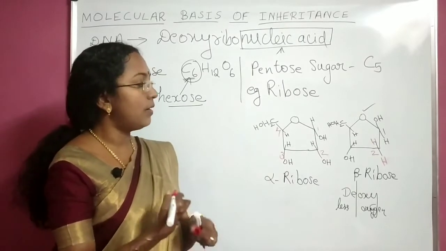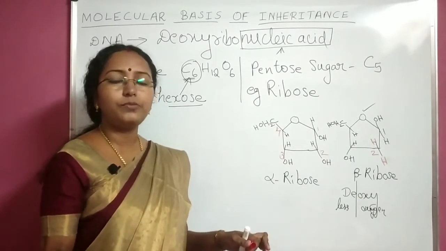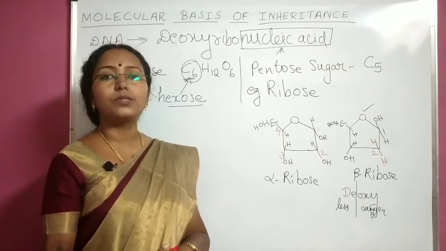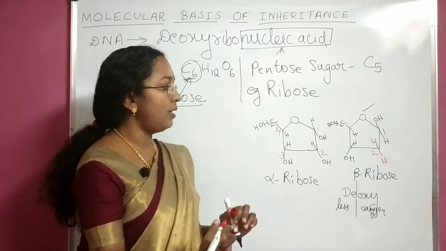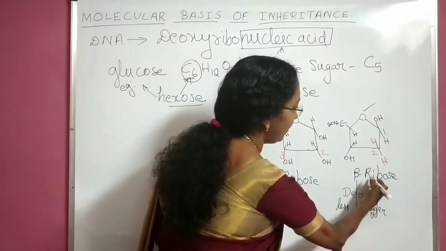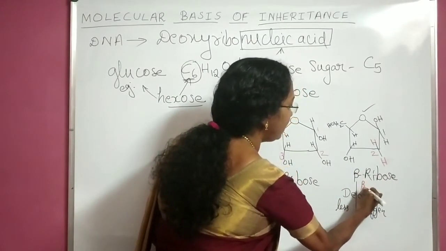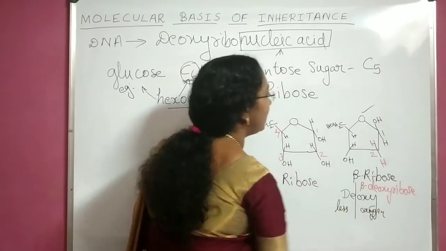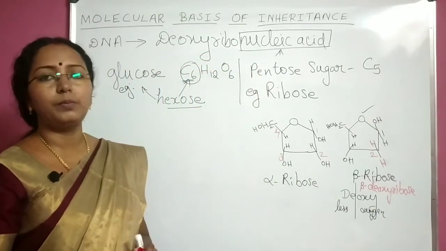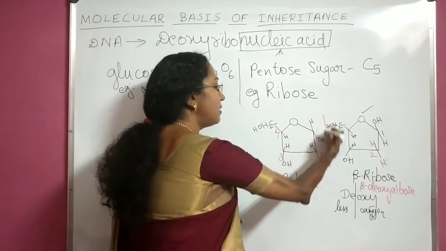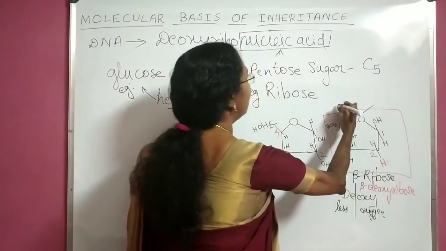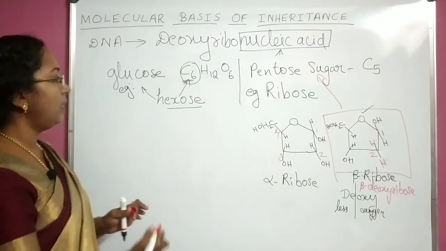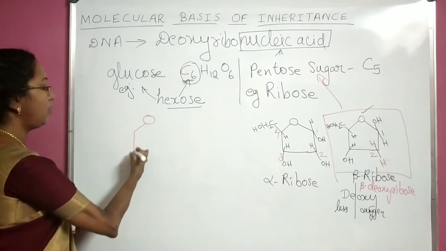Okay, so in deoxyribose, what is happening? In the second position of that ribose, one oxygen is removed. It is less there. So now the ribose has become deoxyribose. So in our DNA, I cannot write ribose here, so I am striking this and writing beta deoxyribose. It is not ribose now. So in our DNA, this is the pentose sugar present. Which is the pentose sugar? Deoxyribose. Now again I will write the structure and show you how to draw this deoxyribose sugar.